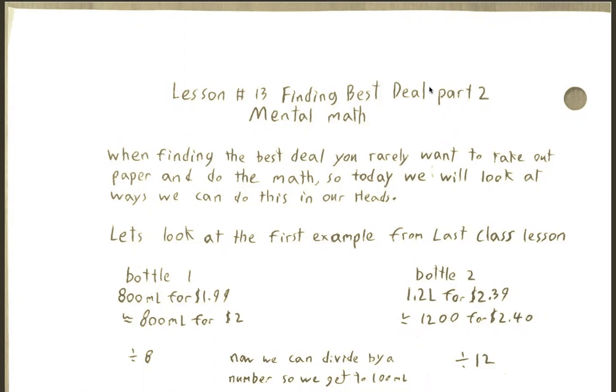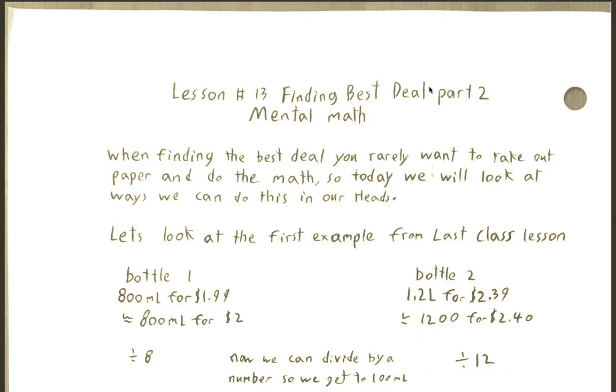Because generally when you're finding the best deal, most of the time you're probably going to be buying smaller things. And you don't want to go shopping with a pen and paper and try to do some formal math while you're trying to figure out what jar of salsa you want to buy. So it doesn't make sense to just know how to do it using formal math.